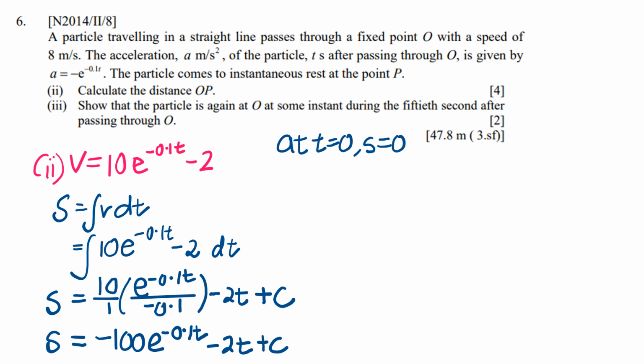Right, so again, be careful because e to the power of 0 is 1. So do not assume c is 0. Okay, e to the power of 0 is 1. So you have 0 equals to negative 100 plus c. So c is 100.